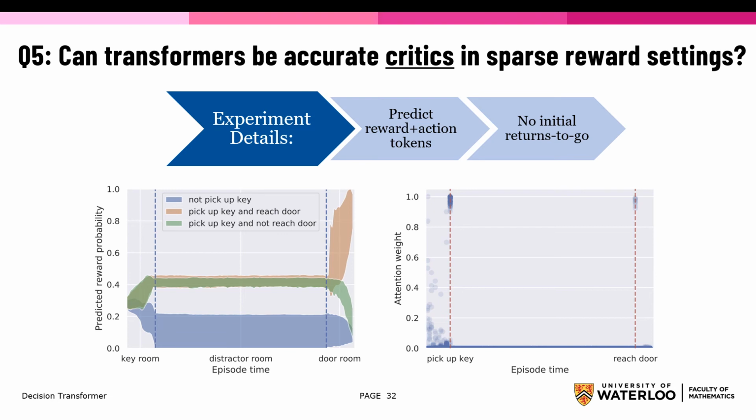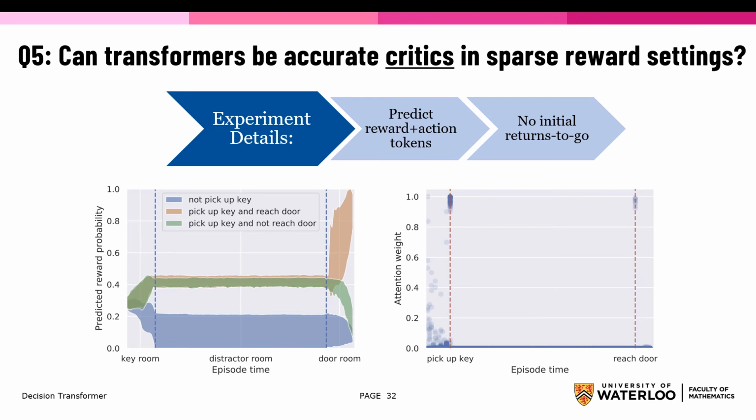However, we change the setup a little bit. So the model now, instead of returning only action tokens, also returns reward tokens that tell us the probability of getting an expected reward of 1 by the end of the current episode at any current time step. And also, we do not give the model any initial returns to go by any means. It has to learn the initial distribution of the rewards to go by itself.